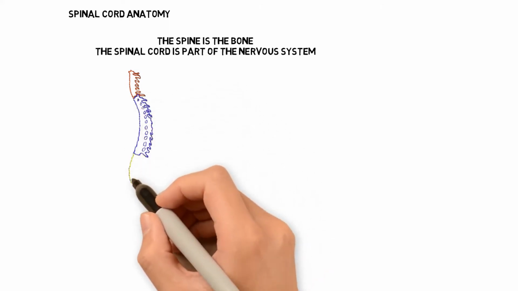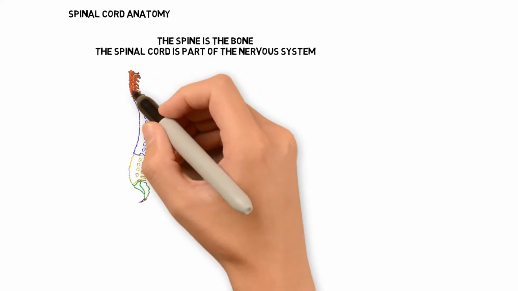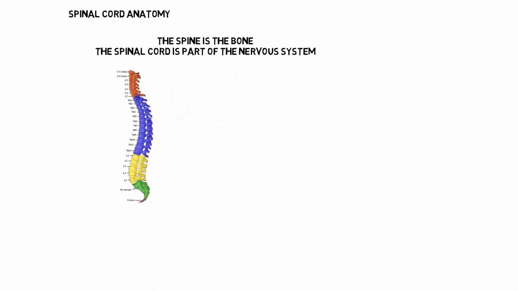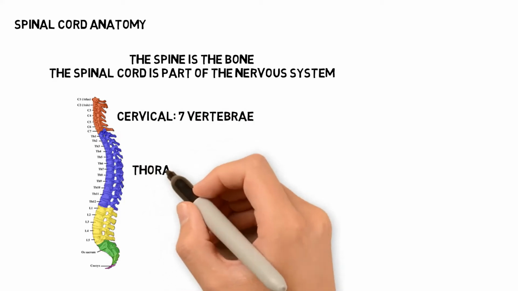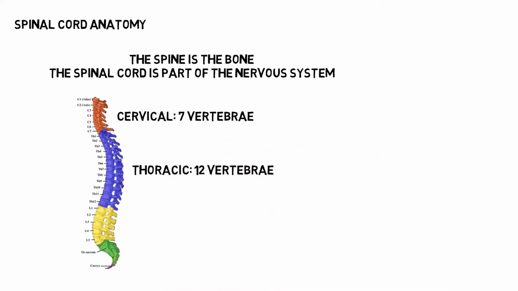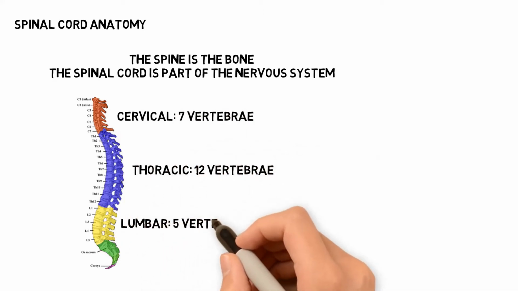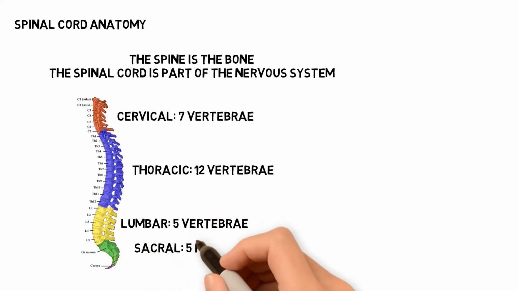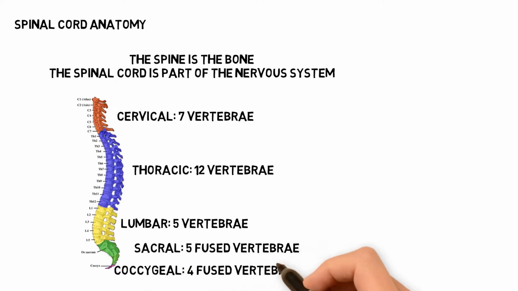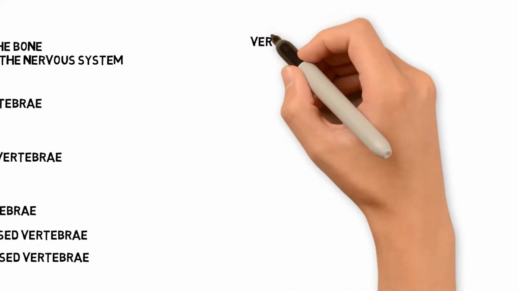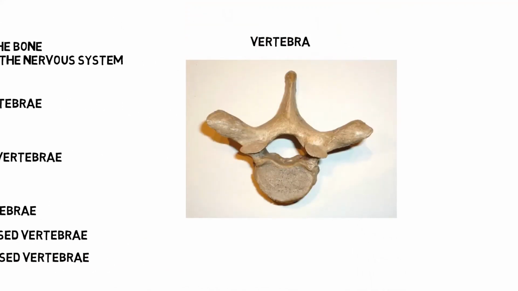The spine consists of vertebrae that stack on top of each other. They are divided into 5 sections: cervical, thoracic, lumbar, sacral, and coccygeal. There are 7 cervical vertebrae, 12 thoracic, 5 lumbar, 5 fused segments in the sacral, and 4 fused segments in the coccygeal. A vertebra has a base called a vertebral body.